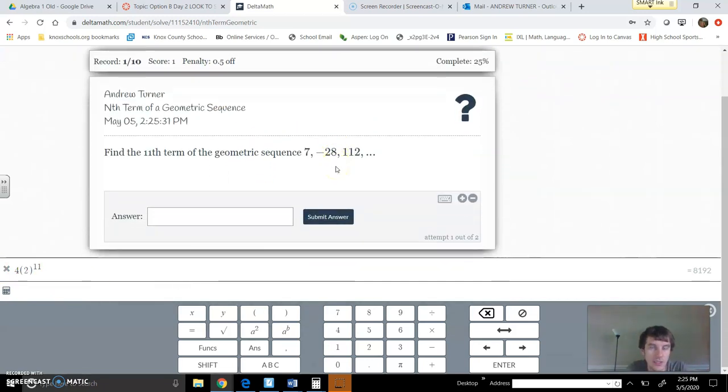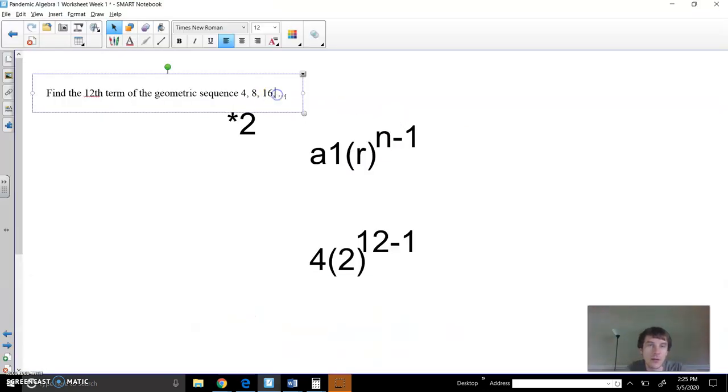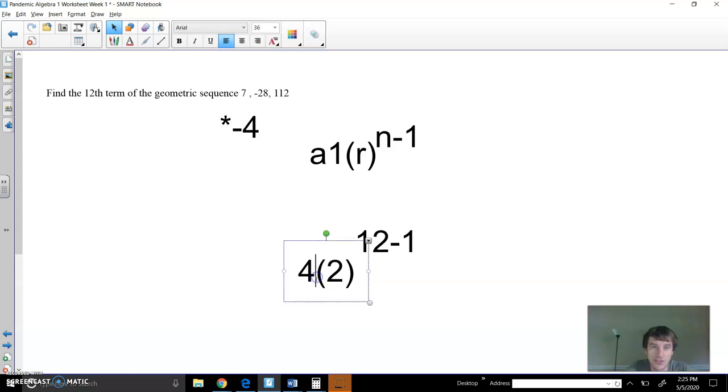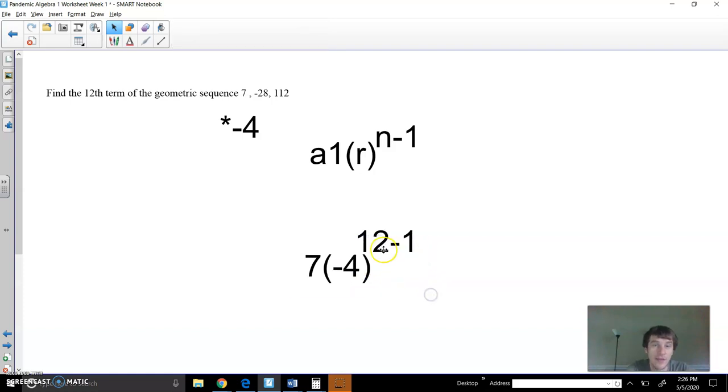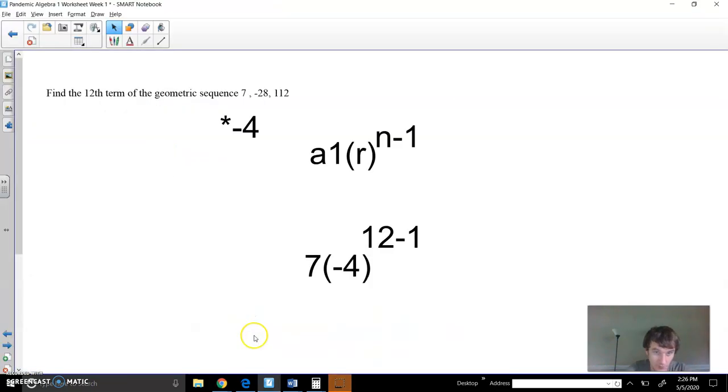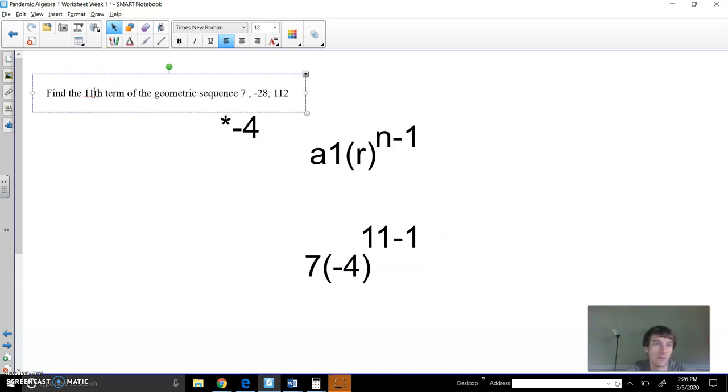Let's try another one. So this one's 7, negative 28, 112. Just to get those over here so that we can look at it. So basically this one isn't multiplying by 2. If you were to divide the second number and the first number, this one's actually multiplying by negative 4. So that's going to change some of my information. My first number is 7. I'm multiplying by negative 4 over and over. And they do want the 12th term, or maybe actually they want the 11th term for this one. So we really want to make sure all of the information from the problem is accurate.